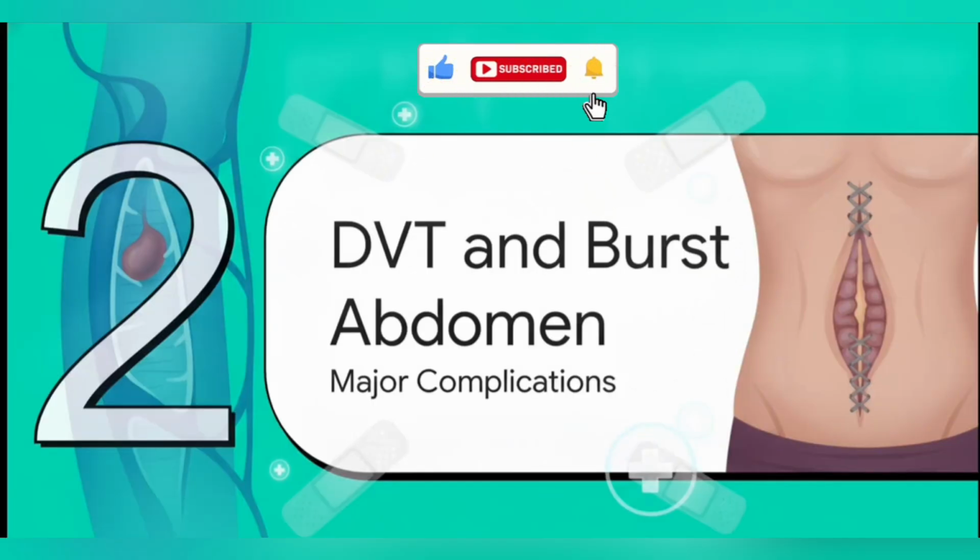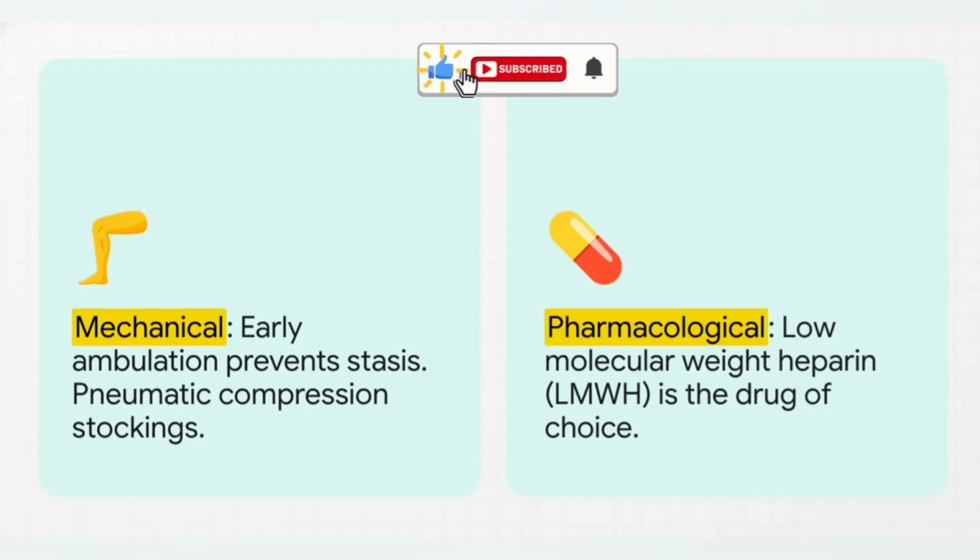Moving on to Section 2, DVT and burst abdomen. These are the major heavy-hitting complications. Look, deep vein thrombosis is basically a silent killer. Prophylaxis is everything here. Mechanical prophylaxis main, the golden rule is you have to make the patient walk. Early ambulation prevents stasis. Bed pe mat pade rehne do patient ko. We also use pneumatic compression stockings to keep the blood moving.